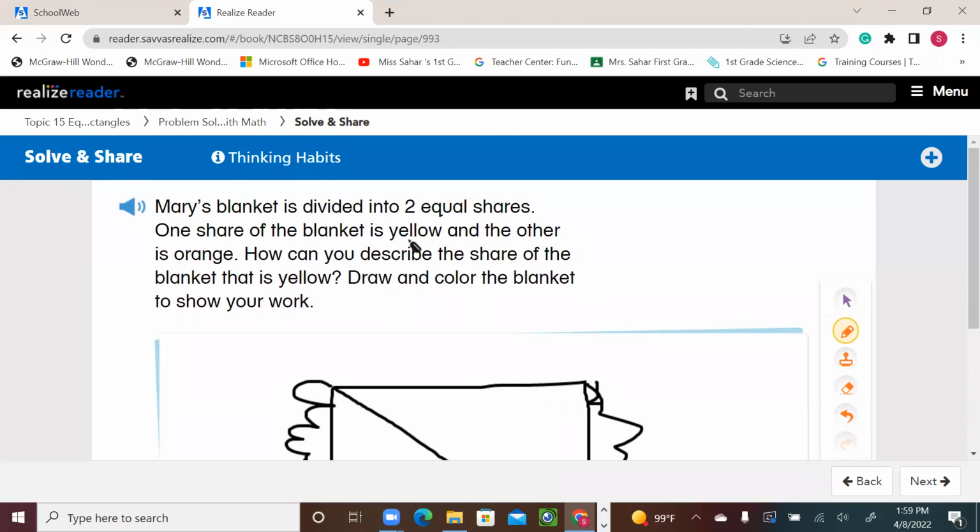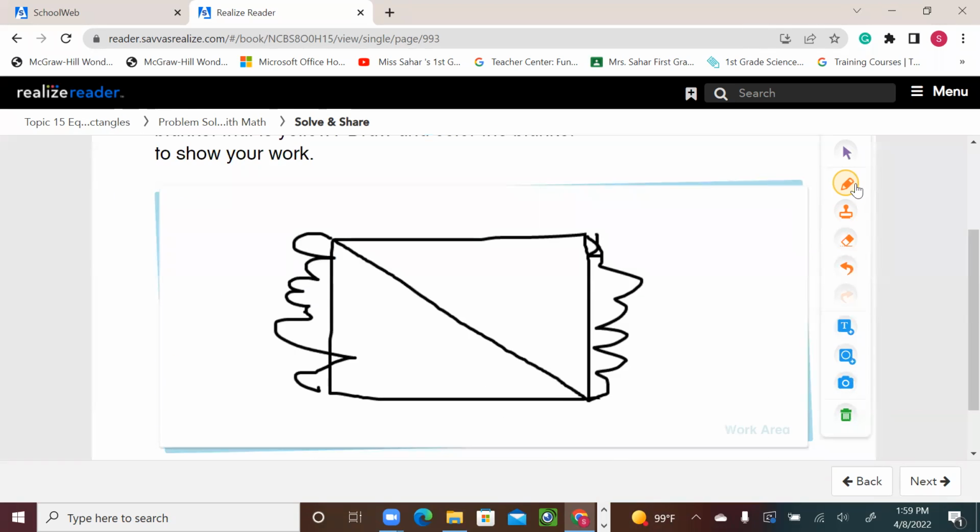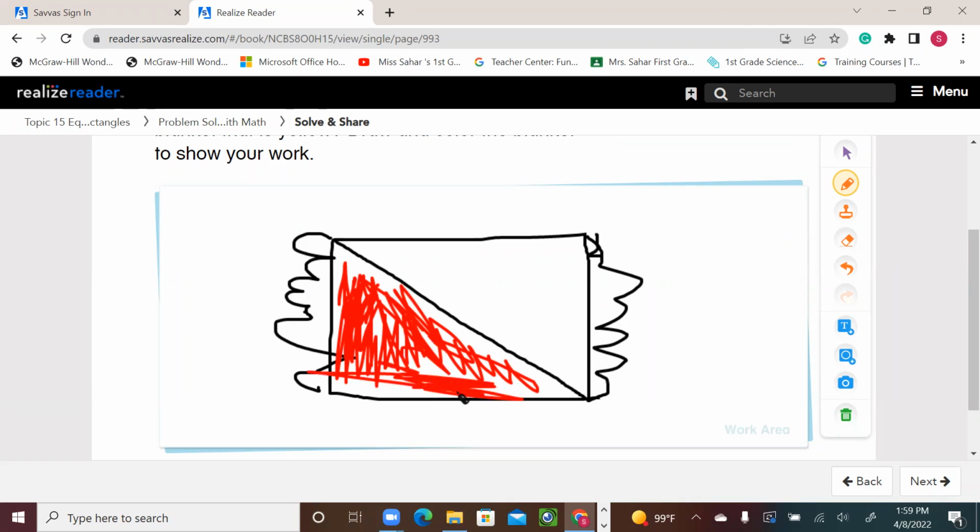Okay, one share of the blanket is yellow and the other is orange. So these are the colors I'm gonna use, yellow and orange. I will consider this orange. I know it's red, but it's closer to orange. So I'm gonna color this orange, and I know you will do a better job than me coloring, and this one is going to be yellow.